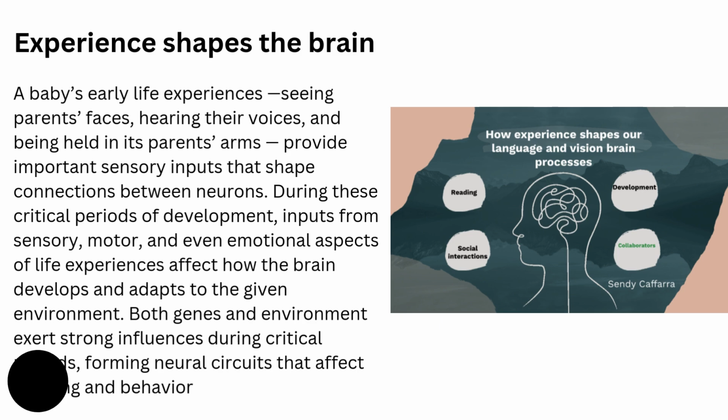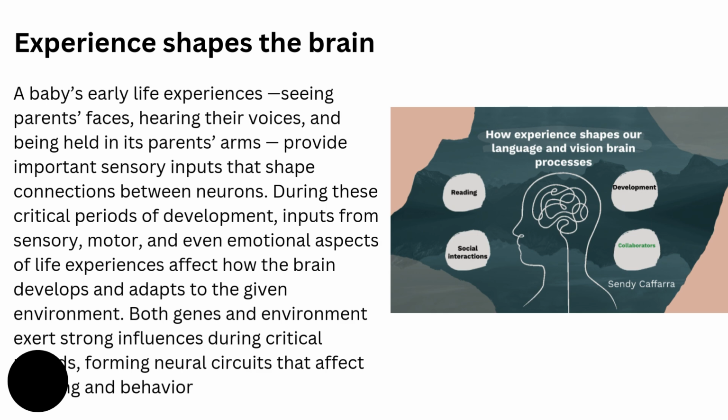Seeing parents' faces, hearing their voices, and being held in its parents' arms provide important sensory input that shapes connections between neurons. During this critical period of development, input from sensory, motor, and even emotional aspects of life experiences affect how the brain develops and adapts to the given environment. Both genes and environment exert strong influences during critical periods, forming neural circuits that affect learning and behavior.